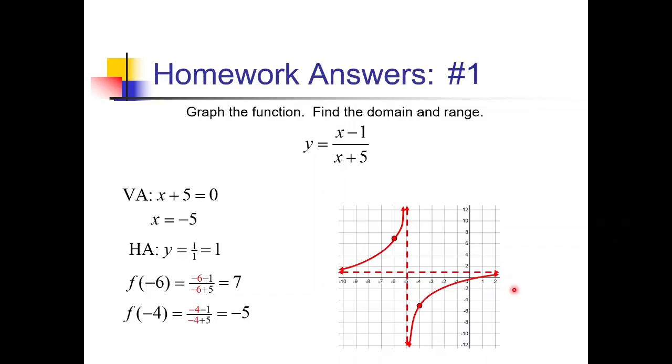And now for the domain, x cannot equal -5 because of this asymptote. And for the range, y cannot equal 1 because of our horizontal asymptote.